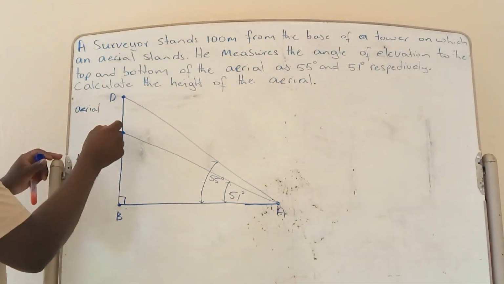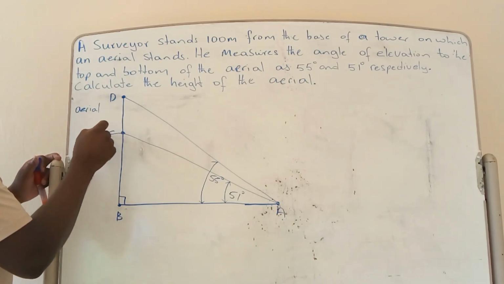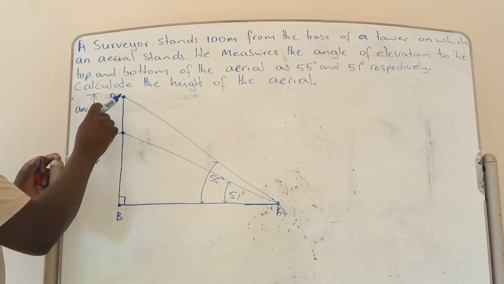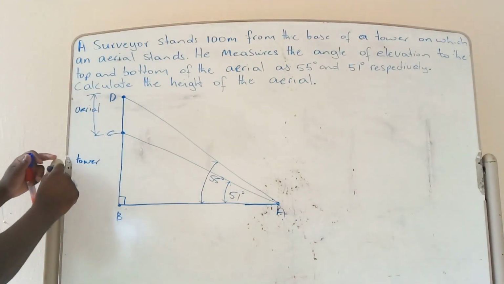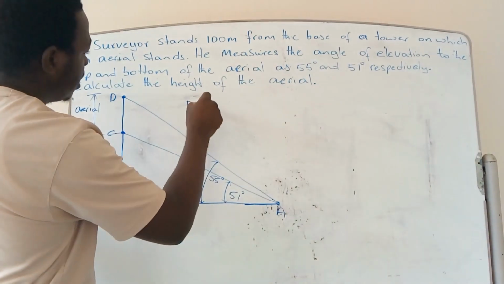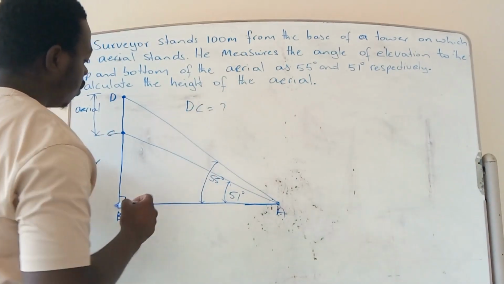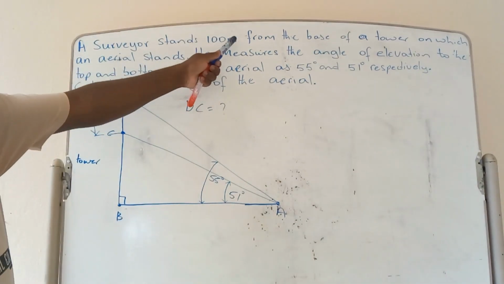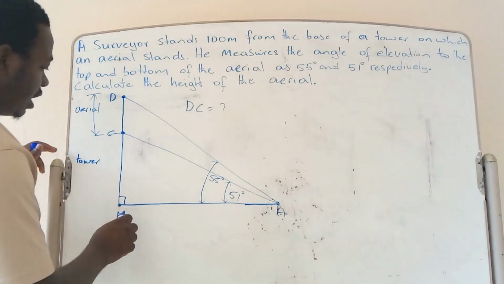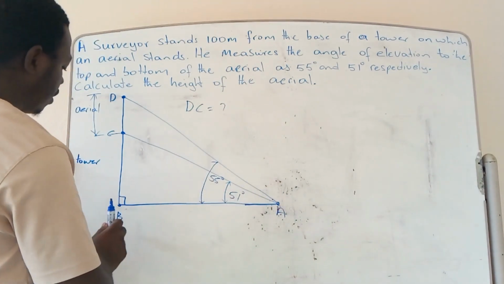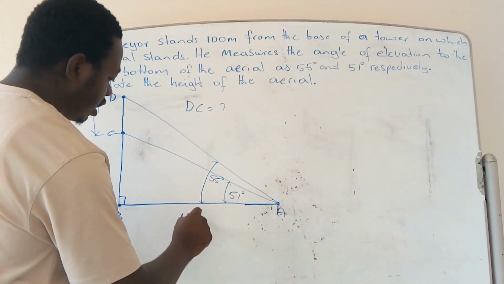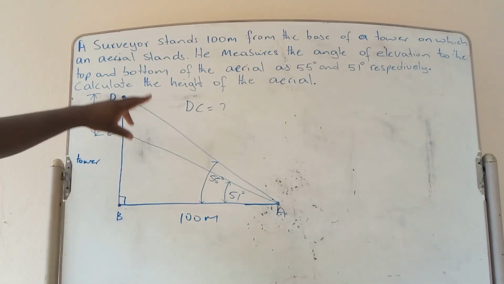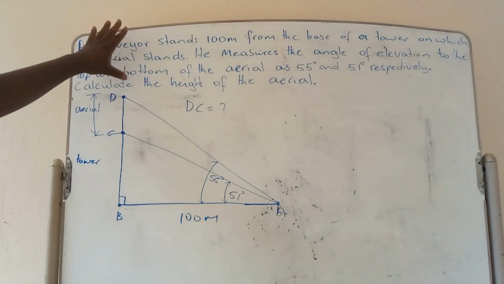So now they want us to determine the height of the aerial, which is this height here. And this height is DC. So in other words, they want us to find BC. So they want us to determine the value of BC. What else do we know? A survey stood 100 meters from the base of the tower. So we know that the distance from point A to B, right, is 100 meters, right? So now we would have covered all our bases from this question.